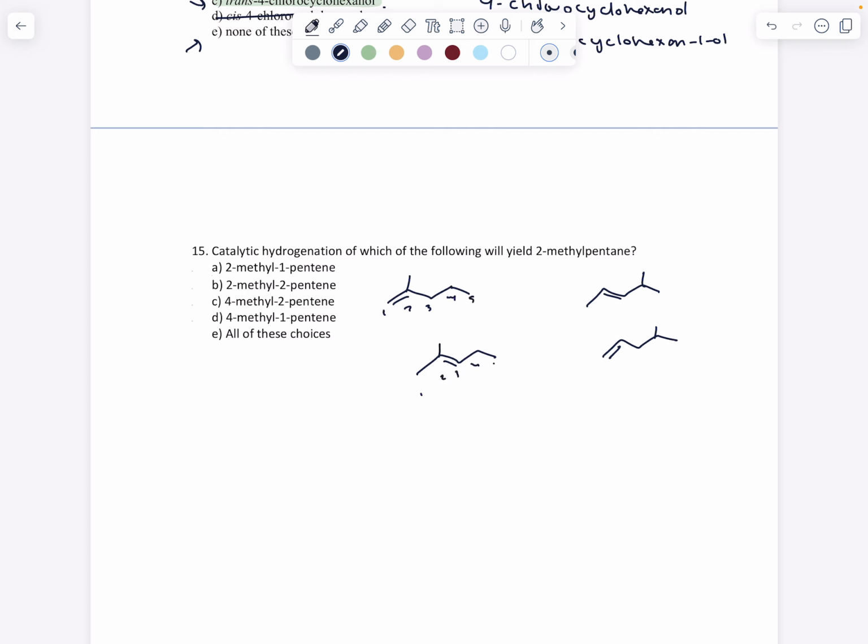So I numbered all these starting with the number 1 on the left. 1, 2, 3, 4, 5. If these go through catalytic hydrogenation, which is just hydrogen with a metal, platinum, palladium, or nickel, it just deletes that double bond. I'm going to redraw all of these.